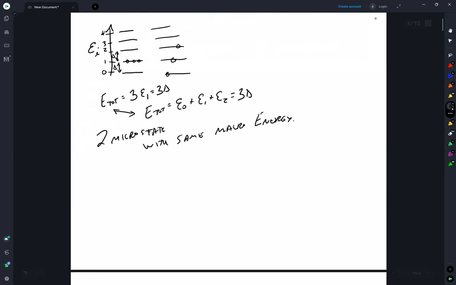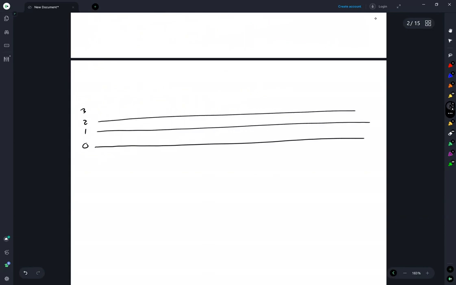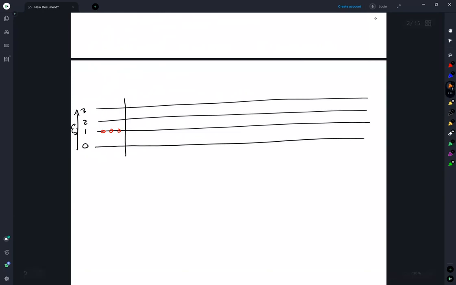So let's talk about the ways that we can count these now. We'll keep these 0, 1, 2, 3. Maybe I'll just run these across the page. Well, we could have all three at one, or we could have three, zero, zero, or zero, three, zero, or zero, zero, three.